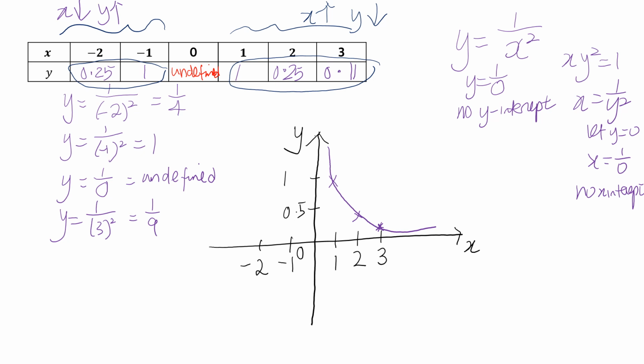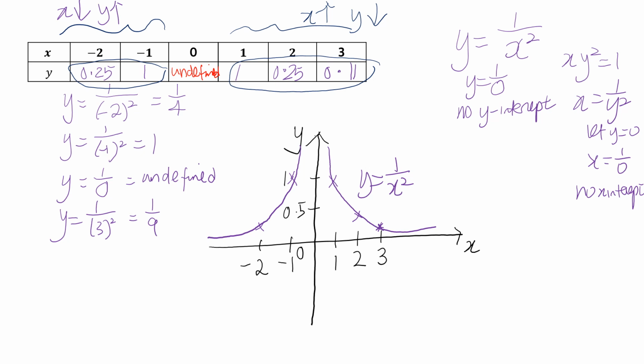-1 will give you 1 here, -2, 0.25. So the other part of the curve will be this. Okay, wait, hang on. It does not touch the x-axis. Let me draw again. Alright, so this is how your curve looks for y equals 1 over x squared. There's no x-intercept, there's no y-intercept. So your curve will not touch the x-axis and will not touch the y-axis.